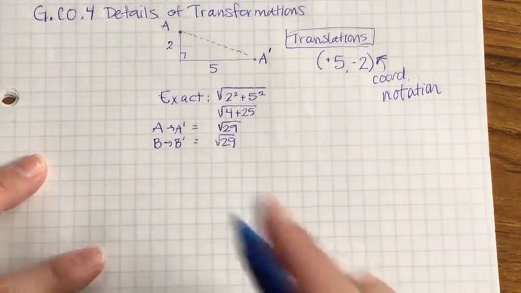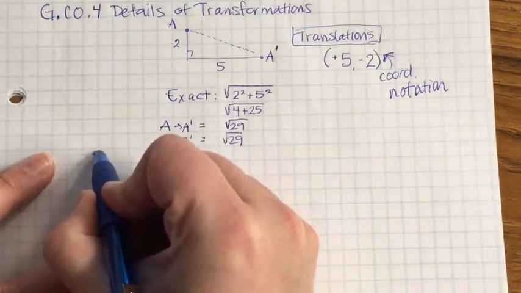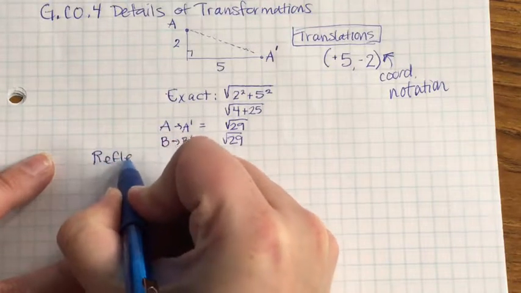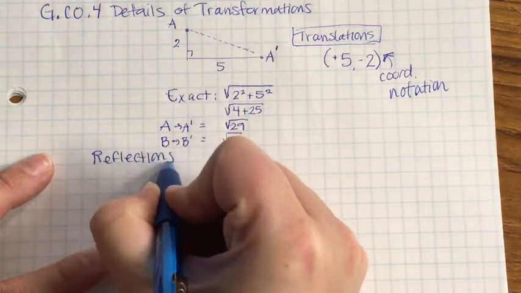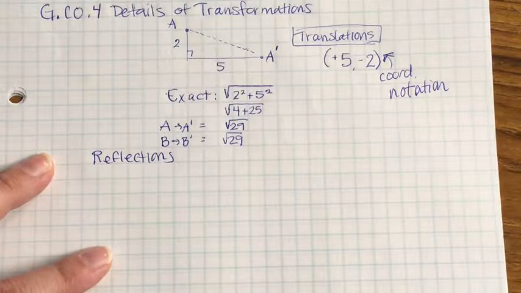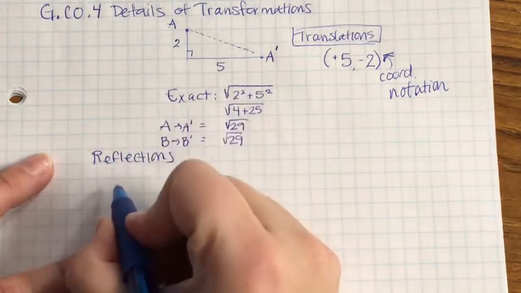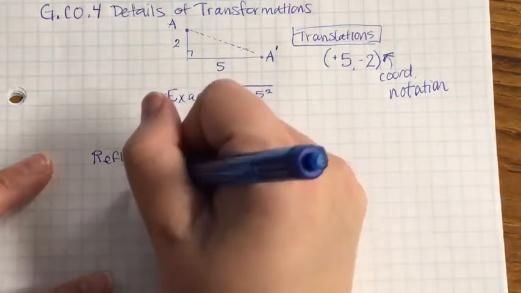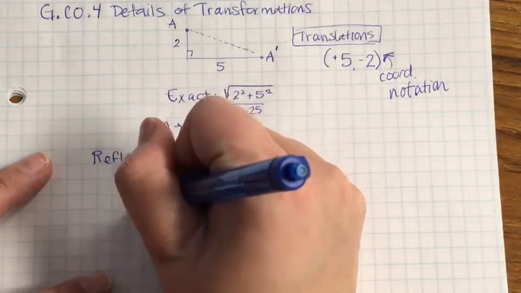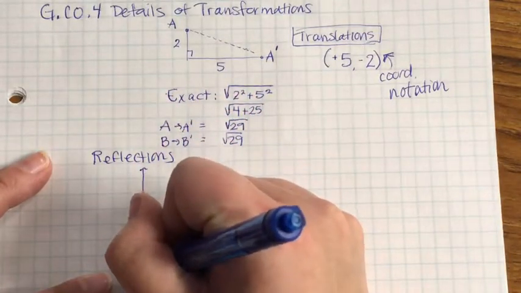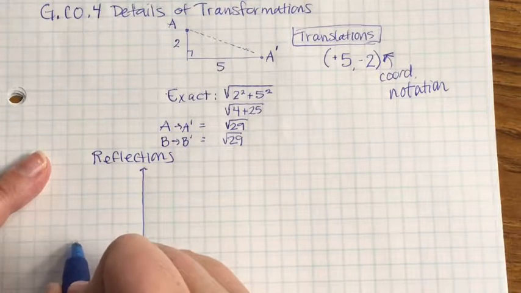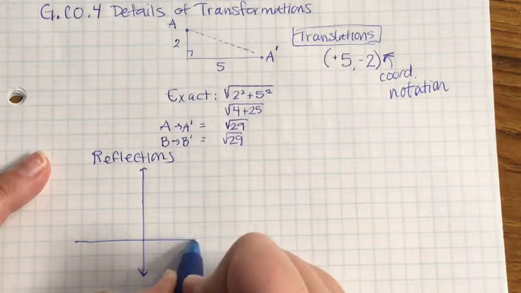Okay, the next detail is you'll have to know details of reflections. And it will tell you things like, take a triangle. So I'm going to make a little baby graph. And if you don't have graph paper, just do your best. I'm not going to make it super detailed.